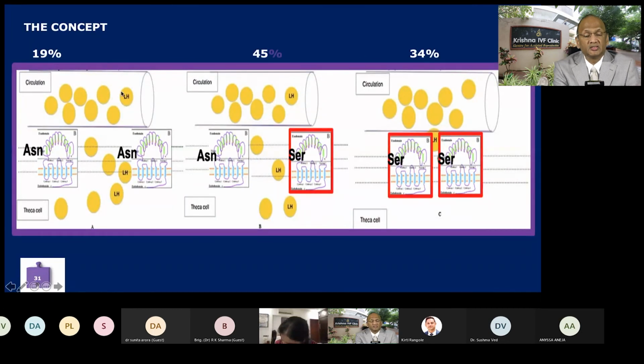So when we analyzed the instance of this polymorphism in the infertile population, we found that of patients with LHCGR gene polymorphism at position 312, 19% were homozygous wild type, 45% heterozygous, and 34% homozygous. These 34% patients might end up as hyporesponders, and that is where the role of the Poseidon concept is coming in, the role of pharmacogenomics is coming in, the role of LH supplementation is coming in.